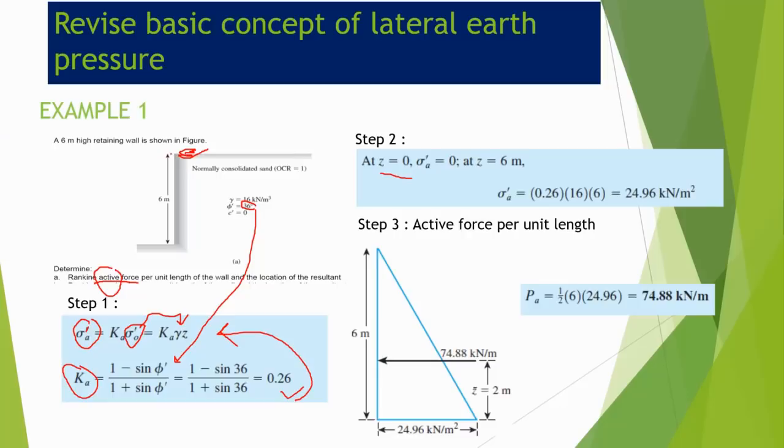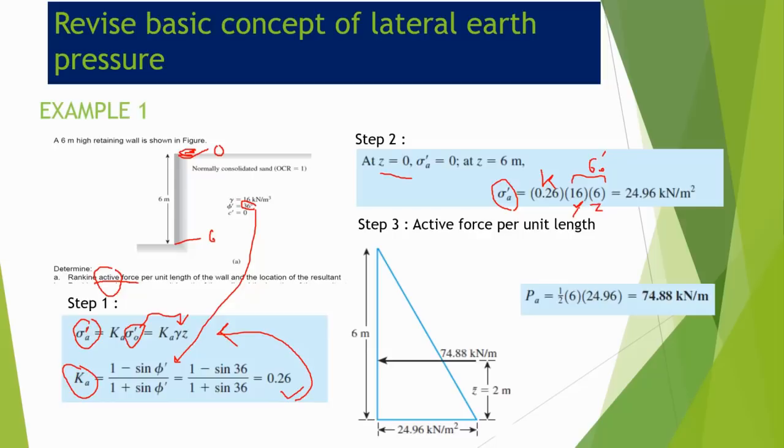Kalau dia 6. Okay, 6 meter. Step kedua 6 meter. Okay, 6 meter. Mula buat kosong, lepas tu 6 meter. Okay, 6 meter. So, dia ada soil, betul? Bila ada soil, dia ada horizontal active effective stress. So inilah horizontal active effective stress. So formula dia ialah Ka sigma naught. Okay, sigma naught is a vertical effective stress. So sama dengan gamma z. So Ka gamma z. Okay.